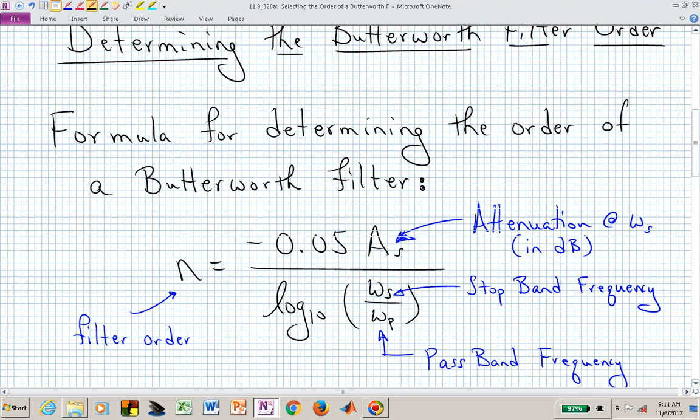And in this particular formula, it may so happen that n is not an integer. And generally it won't be from this combination of terms. It won't be an integer, and so we'll have to round up to the next highest integer value since we don't design filters of 1.7 order. We have a first order, we have a second order, we have a third order. So n needs to be an integer.